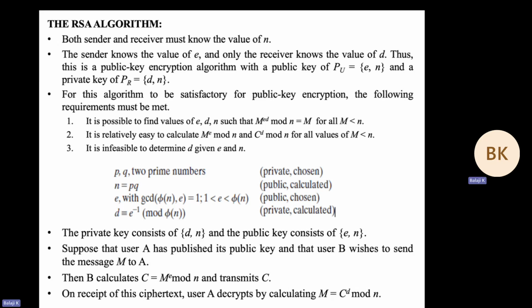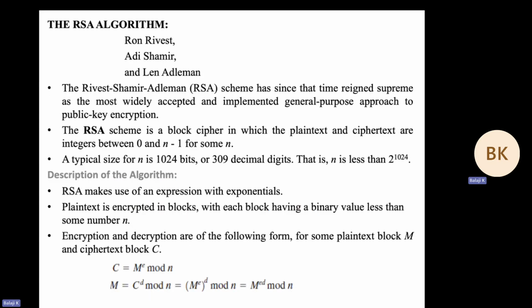For the algorithm to be satisfactory for public key encryption, the following requirement must be met: it is possible to find values of e, d, and n such that M power ed mod n equals M for all M less than n. As I said earlier, we should know the small d value and the n value. If we know everything, then that will recover capital M. What is capital M? As we discussed previously, capital M is nothing but the plaintext.